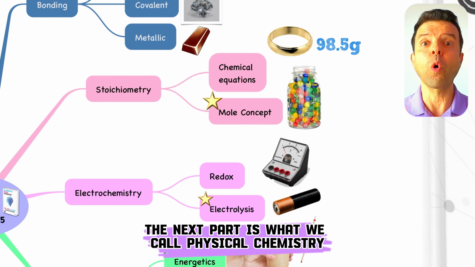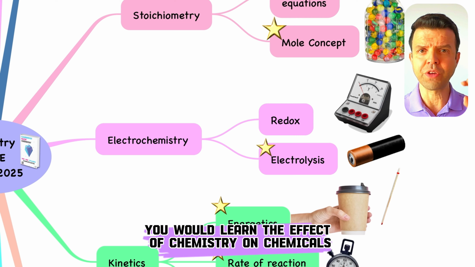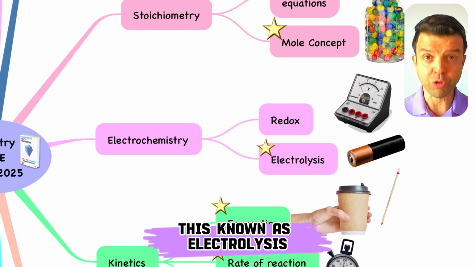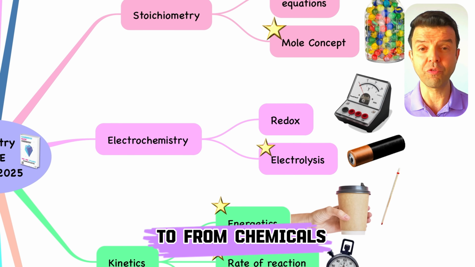The next part is what we call physical chemistry or electrochemistry. In this part, you would learn the effect of electricity on chemicals. This is known as electrolysis. Plus, you will learn how you would generate electricity starting from chemicals.